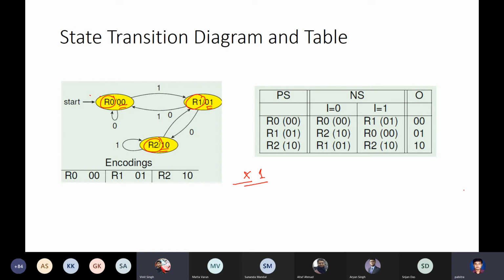So corresponding to this, suppose I am using 2 D flip-flops to encode and store these 3 states. You quickly give me the Karnaugh diagram for O, NS1 and NS2. Every state will be 2 bits, so NS1, NS2. I will be 1 bit, O will be 2 bits. So there will be 4 Karnaugh maps: NS1, NS2, O1, O2. All of you please draw and upload in the chat.